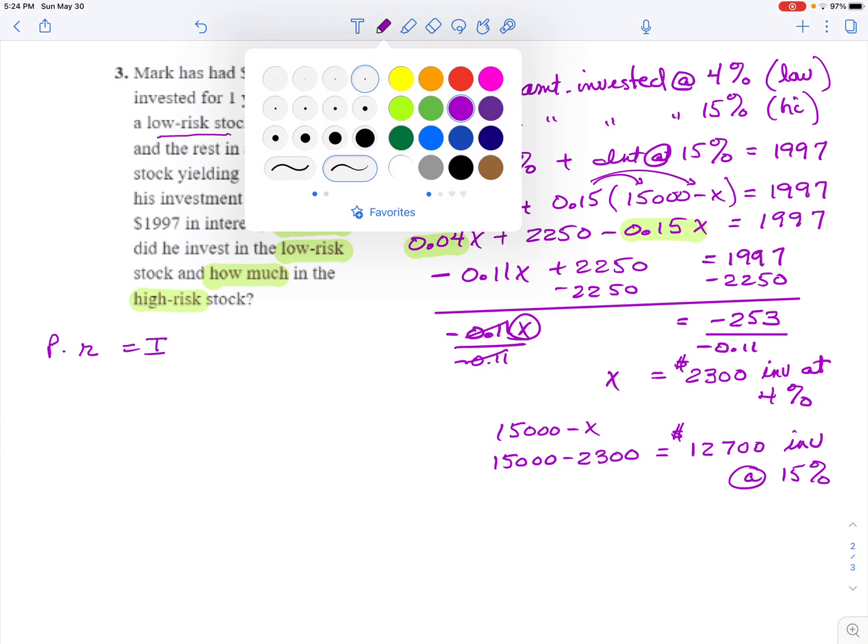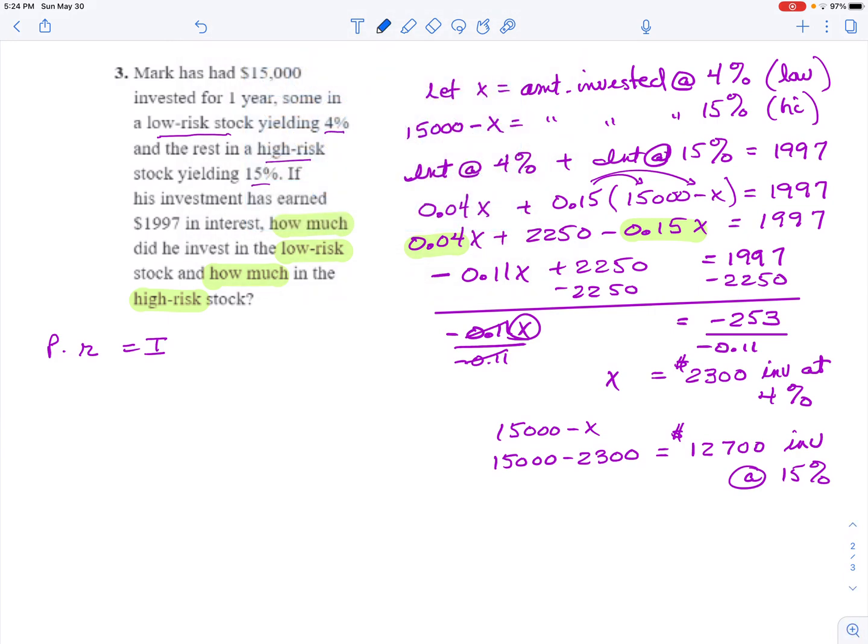And again, if you wanted to do a quick check, I'm not going to finish this out because I don't want this video to be so long, but you would take the 2,300 at 4% and the 12,700 at, what was that, 15%. Well, hang on, I'm in it now, might as well finish it. So 2,300 times 0.04 gives me $92 in interest, and 12,700 at 15% gives me $1,905 in interest, and I hope when I add 1,905 and 92 back together, yeah, there it is, 1,997. So there's your quick check.